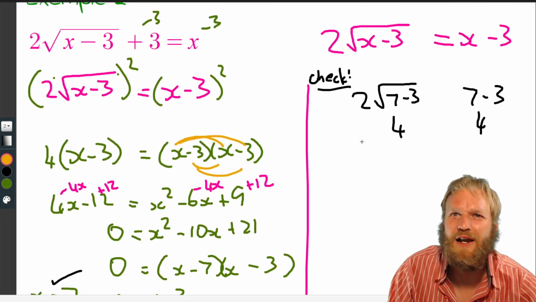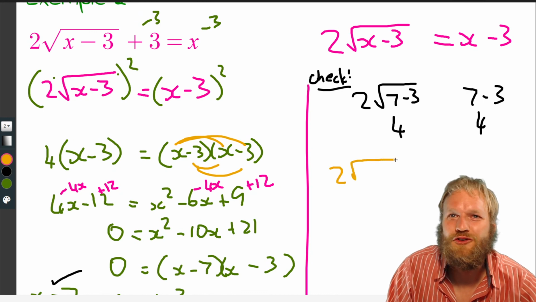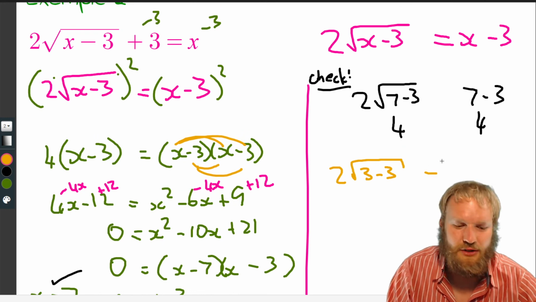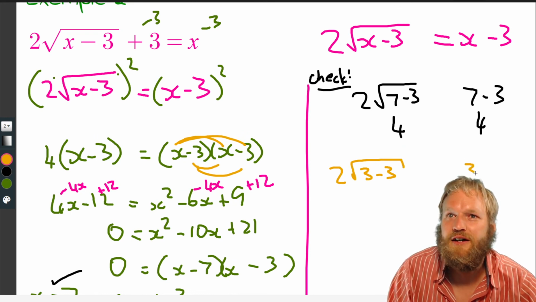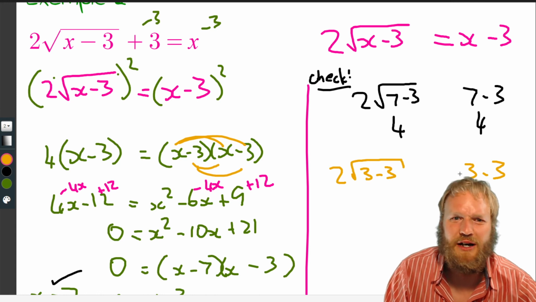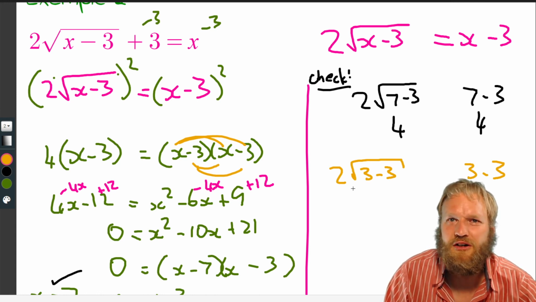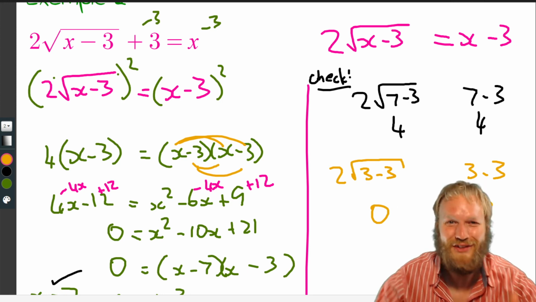Let's try x equals 3. Let's go for a yellow. 2 square root of, what do we say? 3 minus 3. Is that going to be the same as 3 minus 3? Well, let's have a look. 3 minus 3, 0. Square root of 0, 0. 2 times 0, 0. 3 minus 3, 0. Does 0 equal 0? Yes, it does.